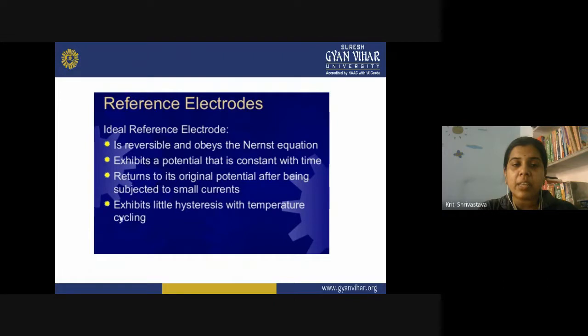This is again a very important property of a reference electrode, because we are using it as a reference. If your reference electrode is not working properly, then all your experimental results would be faulty. So they would incorporate errors. Therefore, your choice of reference electrode is very important, and it should behave according to these characteristics which I just mentioned.